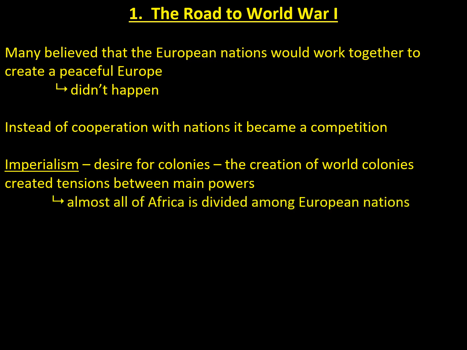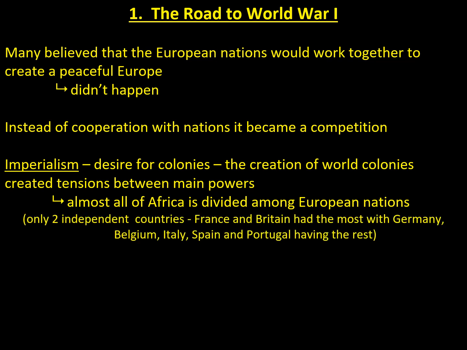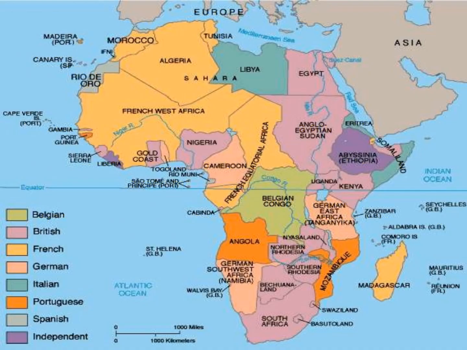Almost all of Africa is divided among European nations. There are only 2 independent countries. France and Britain had the most, with Germany, Belgium, Italy, Spain, and Portugal having the rest. Here we see a map of Africa showing all the different colonies. The British have the most.